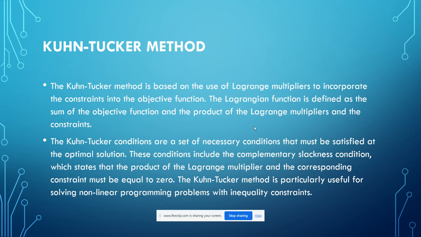value with the constraint. There are certain necessary conditions that must be satisfied in the Kuhn-Tucker method, like complementary slackness and lambda is greater than or equal to 0, or lambda is less than or equal to 0, and the multiplication of lambda and the constraint is equal to 0. So this is particularly useful for solving nonlinear programming problems with inequality constraints.